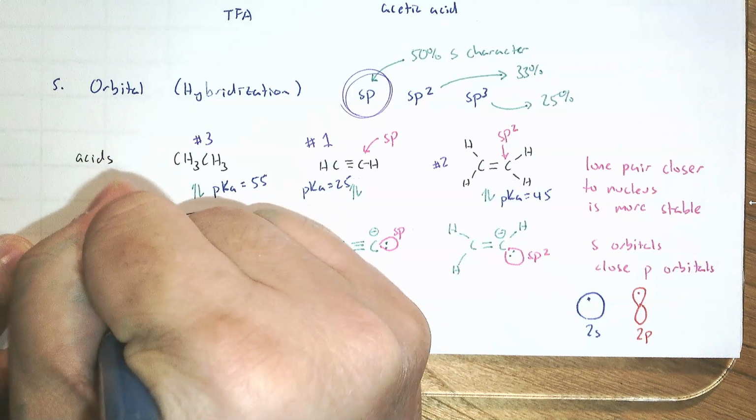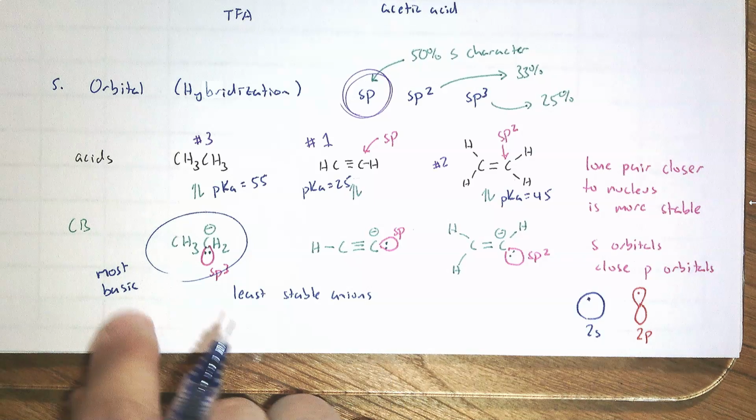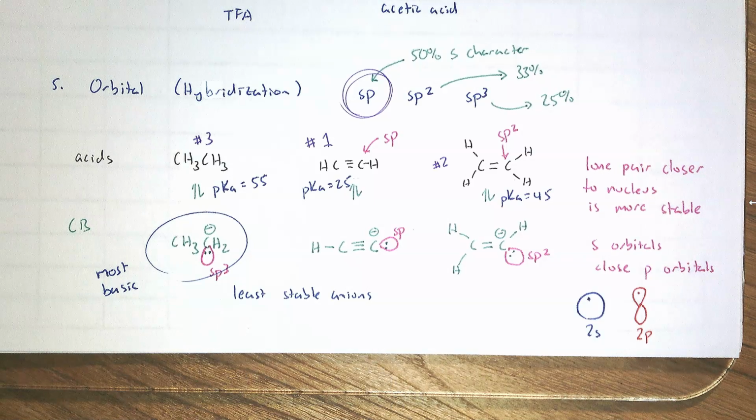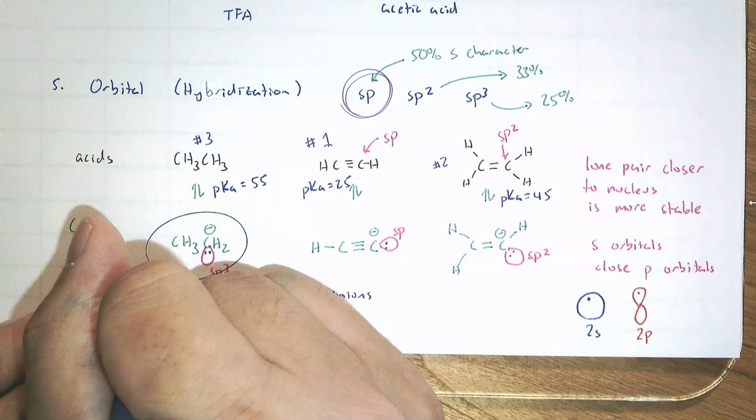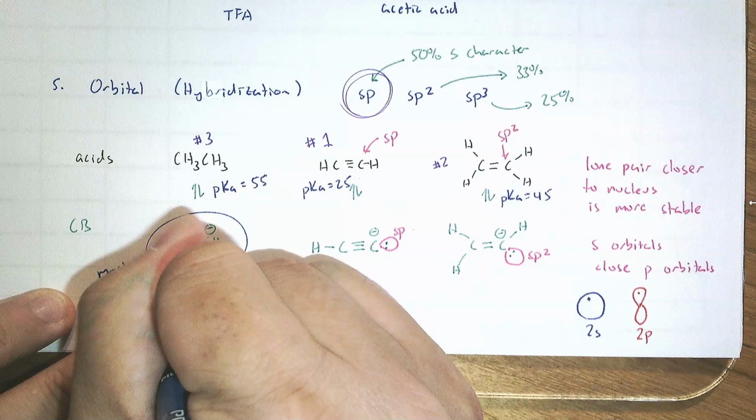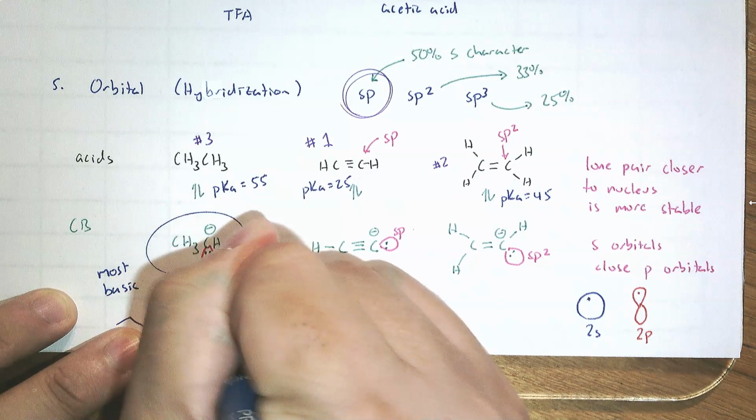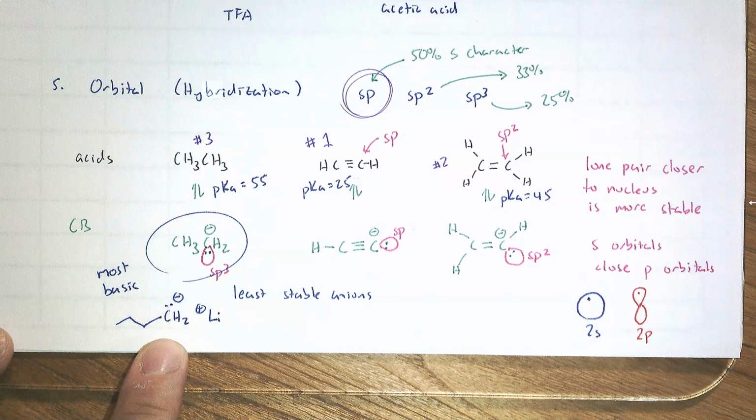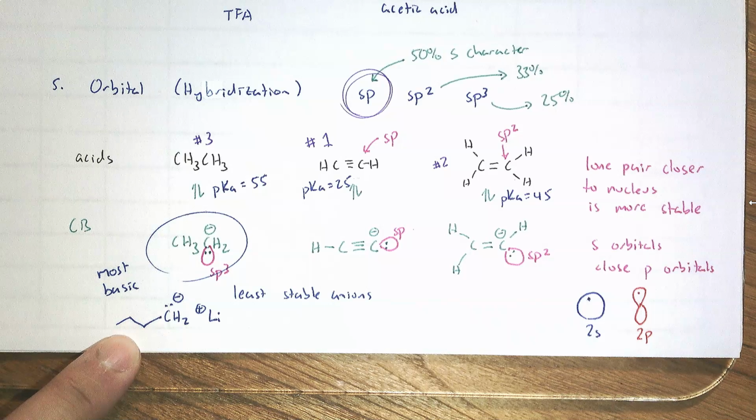Most basic. Okay? And again, like I said, you're going to see some reactions where you really need a strong base. N-butyl lithium is one of the strongest bases that you'll come across. Looks like that. Okay? Because again, that's very unstable. So it wants to grab a proton to become butane.